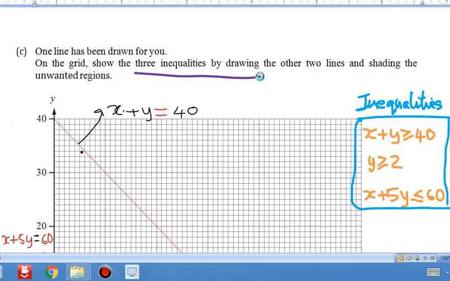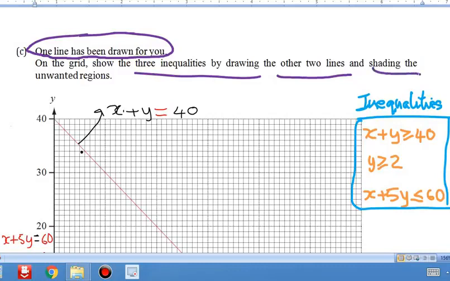Also, we need to draw 2 lines. Now for 3 inequalities, we need 3 lines. Like they have already mentioned, one has been drawn for you, so therefore you are left with only 2 lines to be drawn later. And you need to shade the unwanted regions for all the 3 lines, or all the 3 inequalities rather.